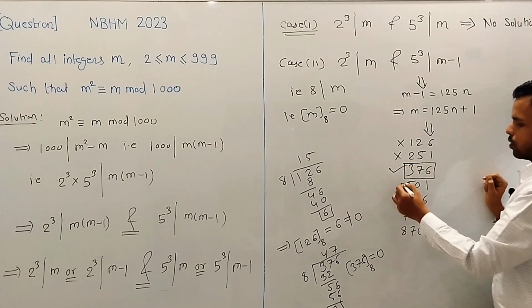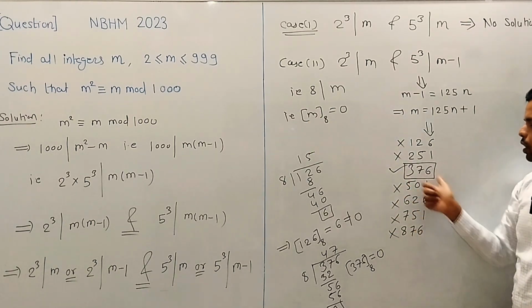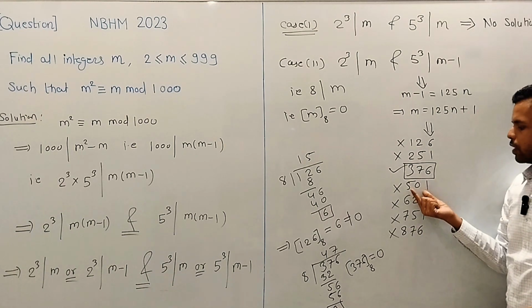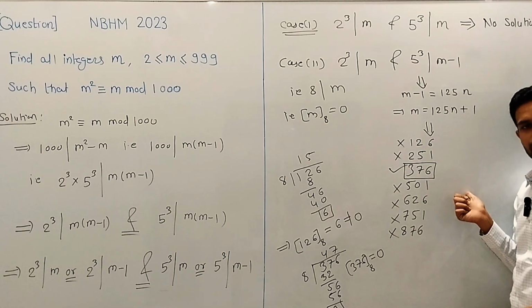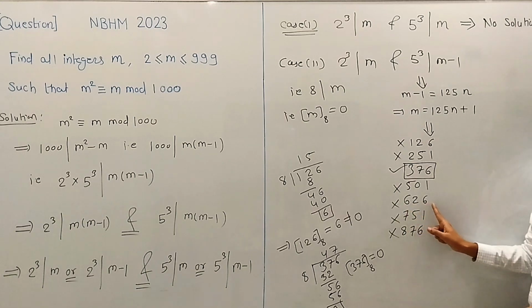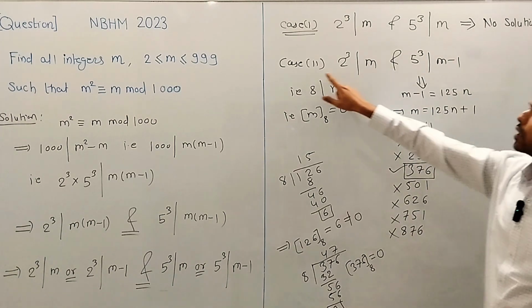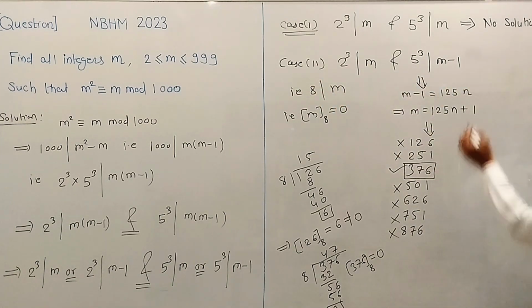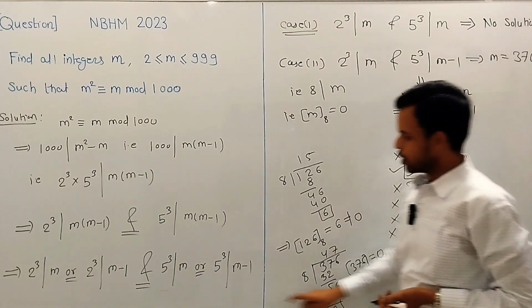And you can verify that for all these other values, m modulo 8 is not equal to 0. That is, when you consider 501 modulo 8, it is not equal to 0. 626 modulo 8 is not equal to 0, and so on. That is, 8 does not divide 501, 8 does not divide 626, 8 does not divide 751, 8 does not divide 876. So in this case, case 2, we get only one solution and that is m equals 376.